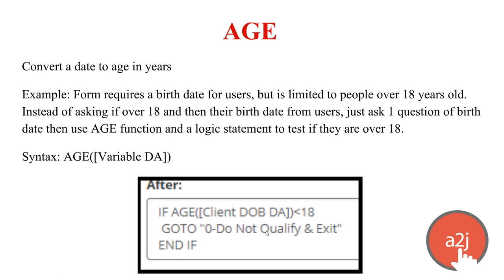So this branches people easily without having to think about two sets of questions or whether they're over 18. Just ask for the age for everyone and then do a computation on the back end. The syntax for this is age, which is the function, parentheses, variable in brackets, close parentheses.